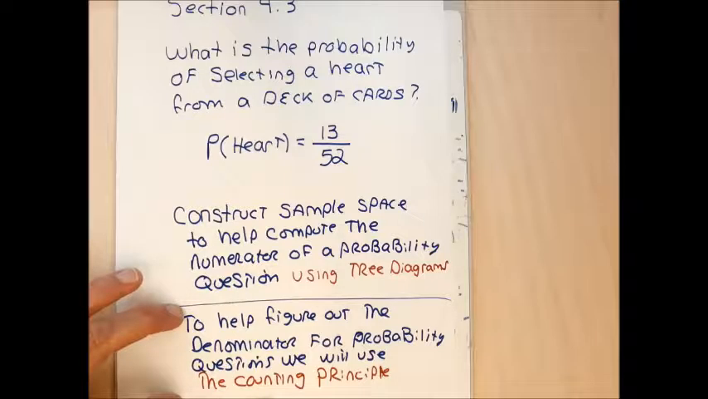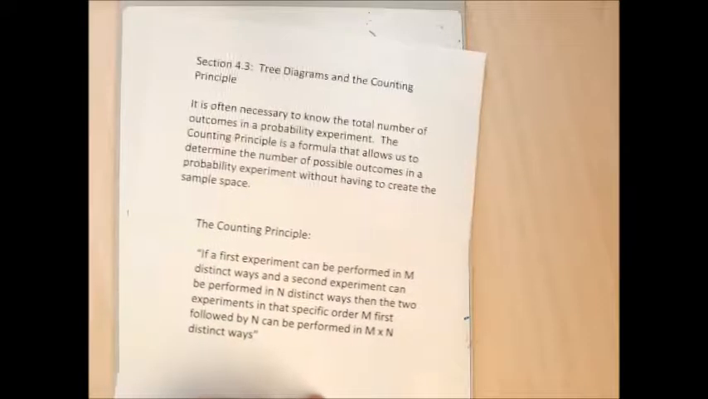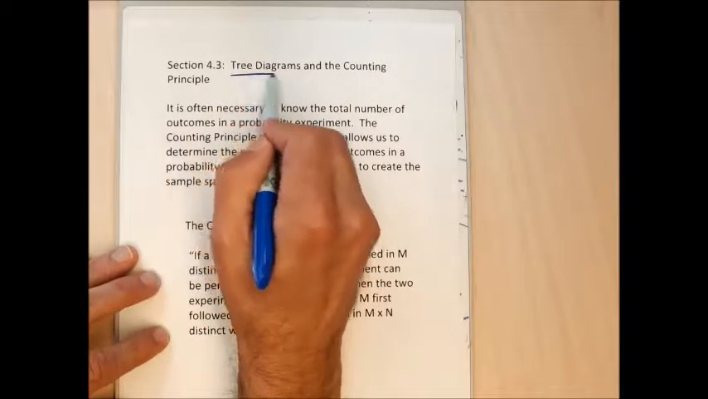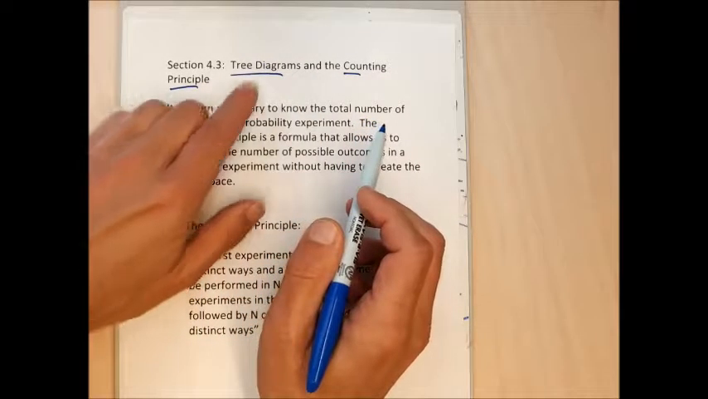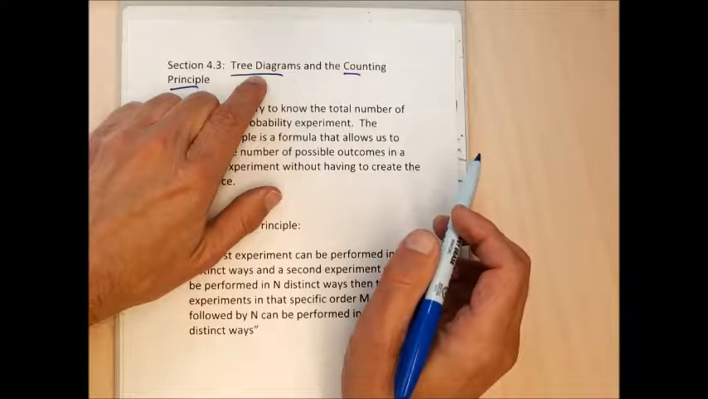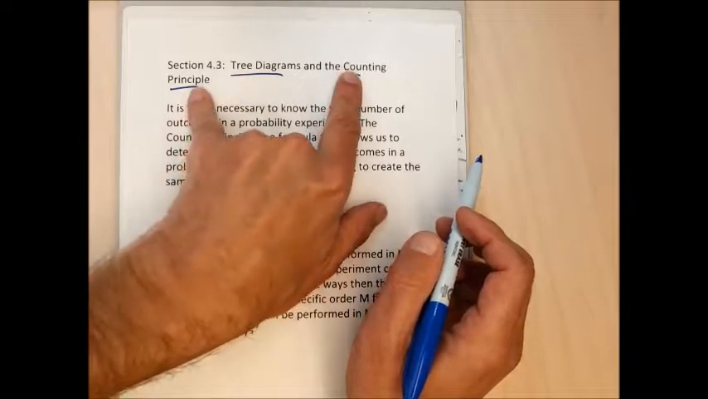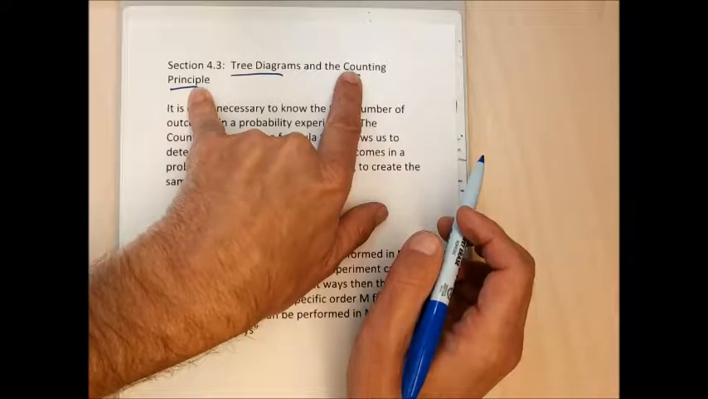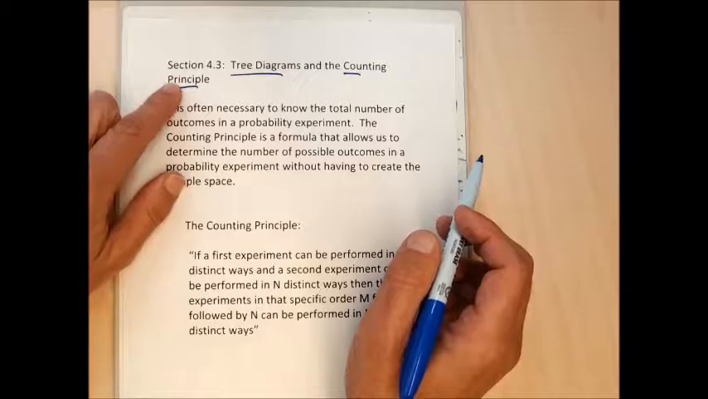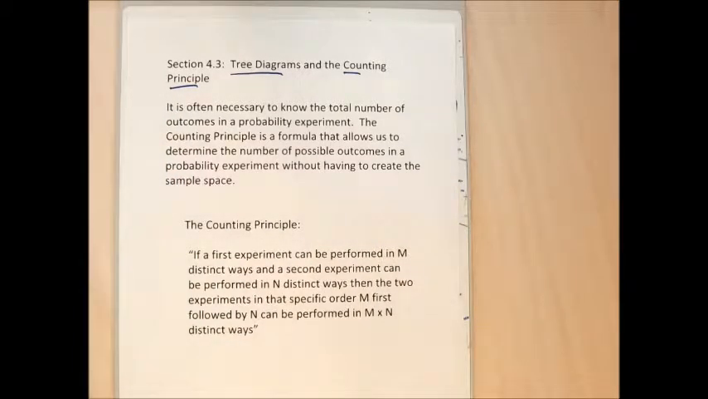And at first, we'll baby step it using the counting principle. We'll do some non-probability questions for the counting principle just to get practiced with it, and then we'll use it to figure out denominators of fractions in probability questions. So the title of this section is Tree Diagrams and the Counting Principle, because tree diagrams help us create sample spaces to get the numerator for probability questions. The counting principle helps us get the denominator for probability questions. And at first, we're going to study the counting principle. It actually helps us get the denominator for probability questions, but we're going to do it in a more generic way, and hopefully it's not so bad.